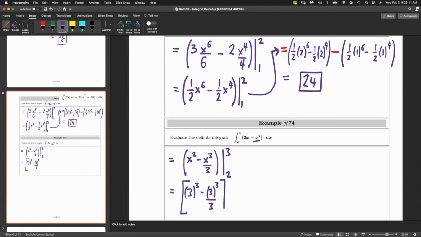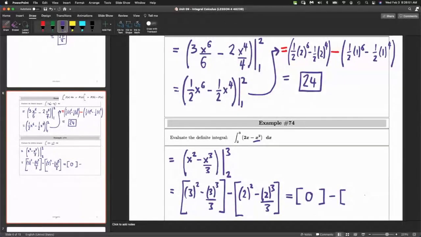I'll put square brackets here, nice, robust brackets there. Now I'm going to put in 2 into both terms. So we'll have 2 squared, I apologize, minus 2 cubed over 3. I'm going to work it out sideways so that you can see both answers on the screen. So the first bracket, what does this first bracket turn into? Correct. And what does the second bracket turn into?